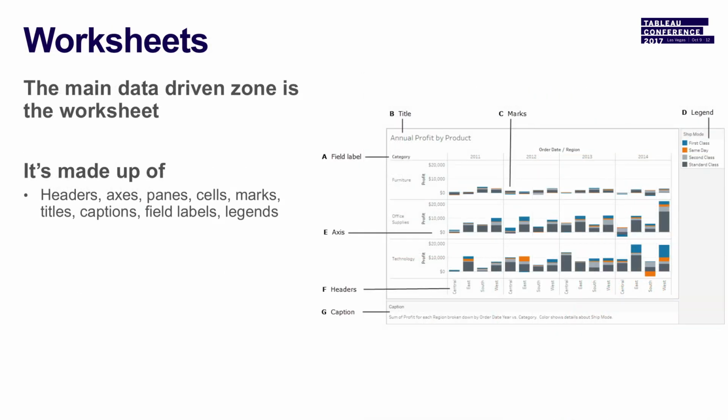So the worksheet is the main data-driven zone, and it's made up of a whole bunch of things like headers and panes and captions and field labels and so on in here. And so there's all of these things. Again, the really big thing that we need to think about in here is the main frame, which is going to be made up of a series of marks in here. So each mark is representative of a piece of data that's come back into the result set. And remember that the result sets are generally going to be aggregated when we run our queries against an underlying data source. So in this case here, the marks are the actual stacks of the bars, not the accumulated bar itself, but each one of those stacks on those bars is a mark.